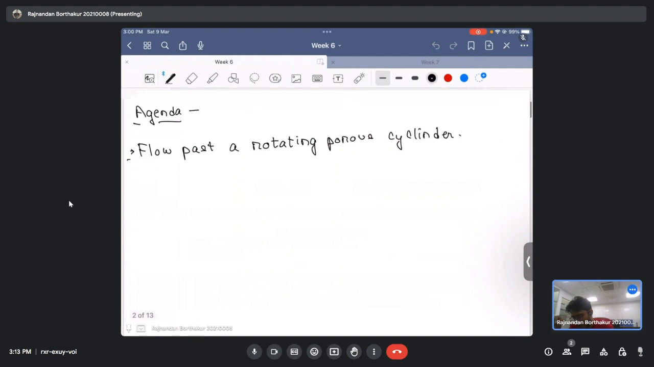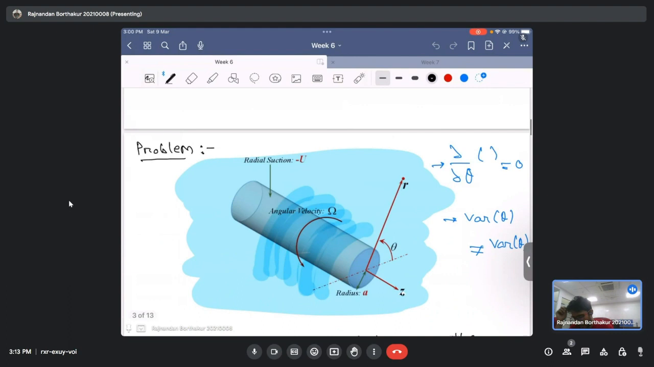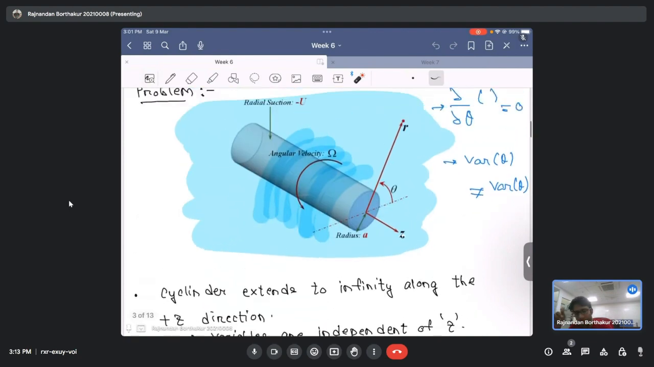So in the last week, we solved the problem. Basically, we solved a flow field generated by a rotating porous cylinder, and our system was something like this. The cylinder rotated in the counterclockwise sense with a constant angular velocity omega, and the nature of the surface is such that there is a constant radial suction taking place in the r direction of the coordinate system. The idea was to evaluate the flow field generated because of this rotation and a constant suction.